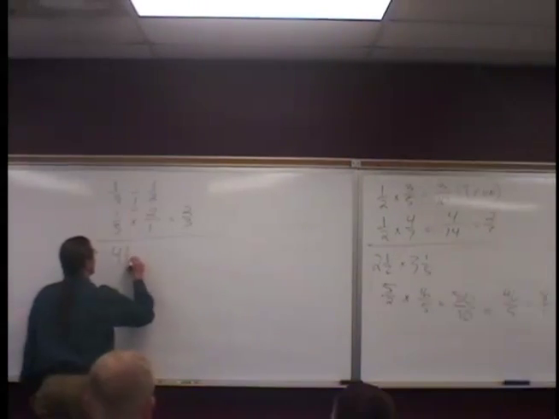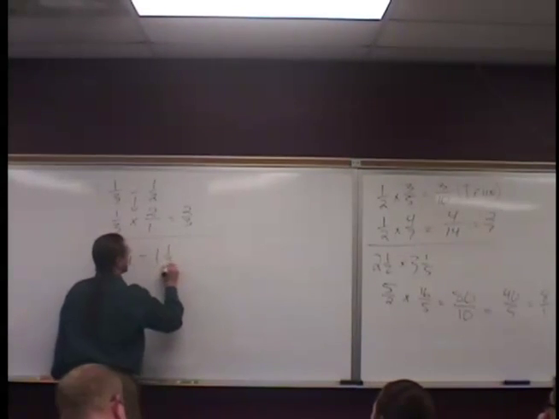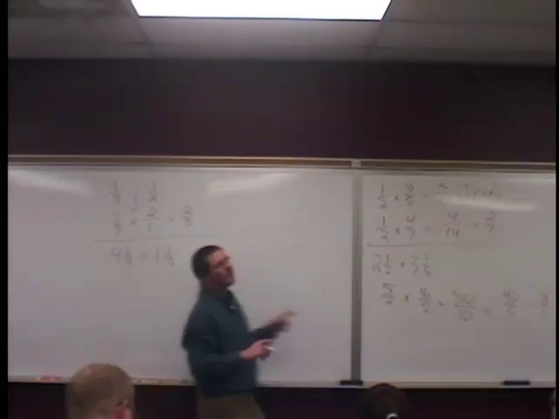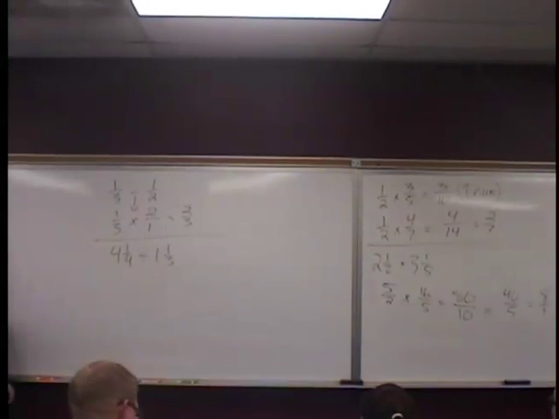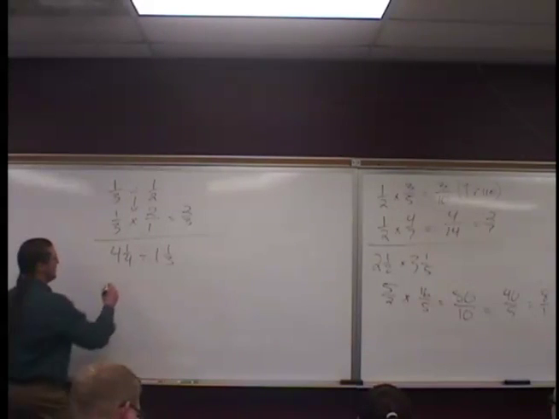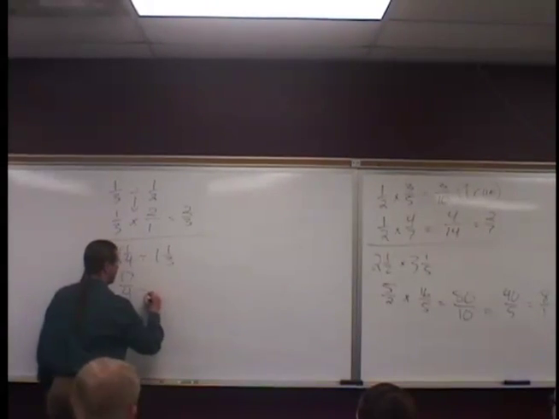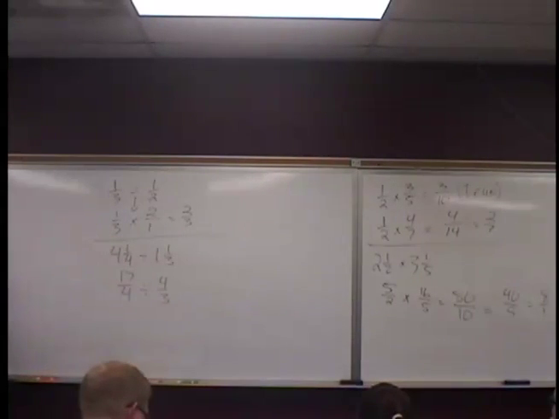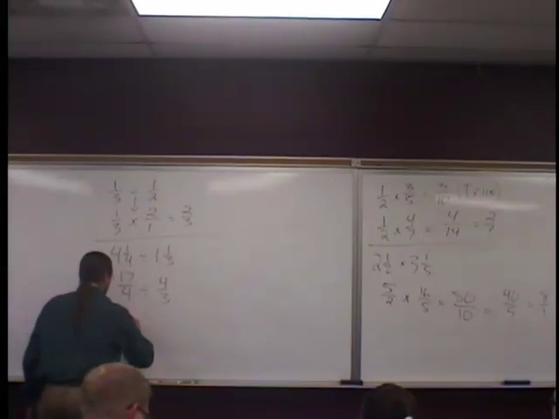4 1/4 divided by 1 1/3. If you have to divide mixed fractions, convert them to improper first. Just like you had to do with multiplication, you have to do the same thing with division. 4 times 4 is 16, plus 1, 17 over 4, divided by 4 over 3. And then again, remember that you don't divide fractions, you just flip and multiply, or cross-multiply if that's what you want to think of it as.